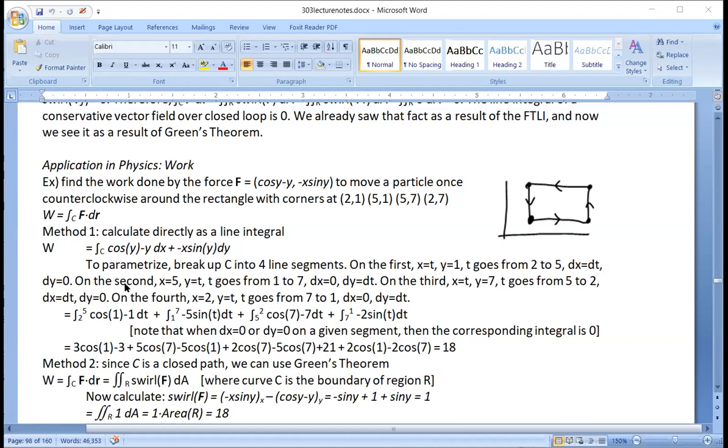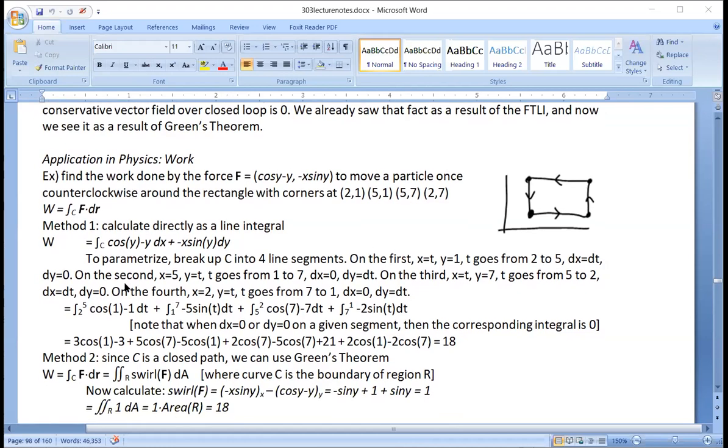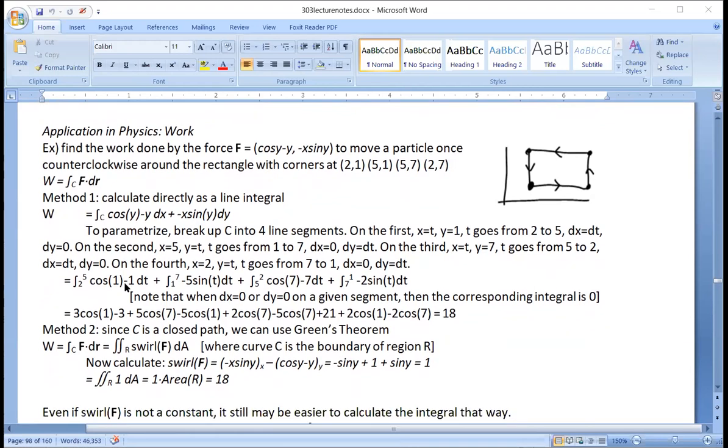Okay. So when C is a closed loop, and you can use Green's theorem, this can be very, very helpful in terms of simplifying what's going on. So I believe you might be wondering, what happens if swirl does not just give you a constant? Let's take a look.